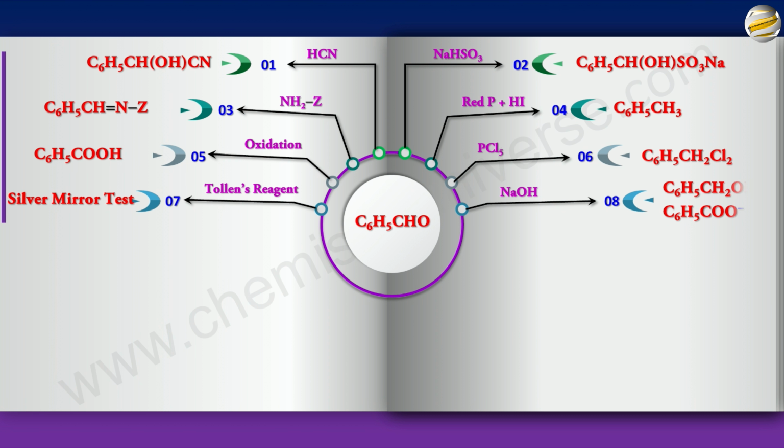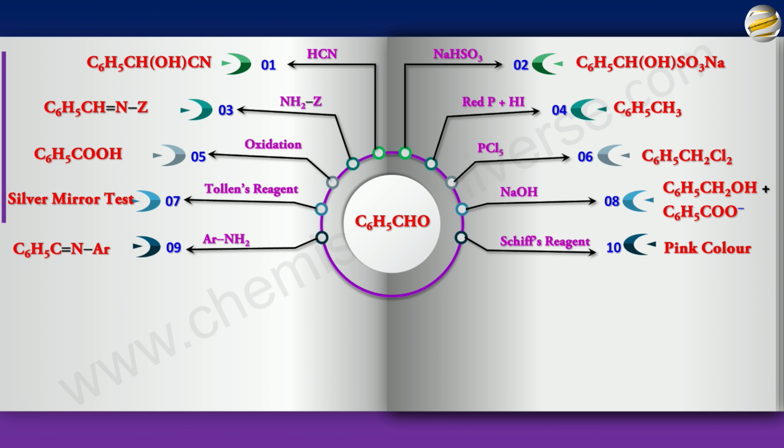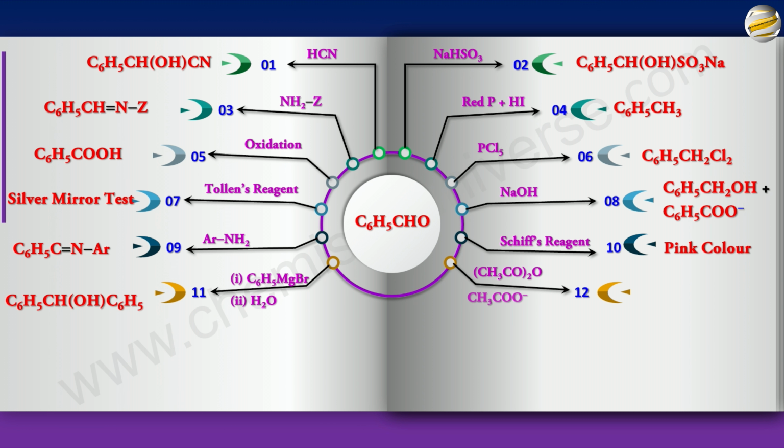React with NaOH, remember it is going to give you the Cannizzaro reaction. And if you use an amine, you will get a product very similar to the derivative of ammonia. Then you do the Schiff's reagent test. You'll get the pink color because it's an aldehyde. You do Grignard's reagent addition, and you will get a secondary alcohol because it's an aldehyde. Then you use anhydride. Remember, we did the Perkin reaction. This is the Perkin reaction, giving an alpha beta unsaturated acid.